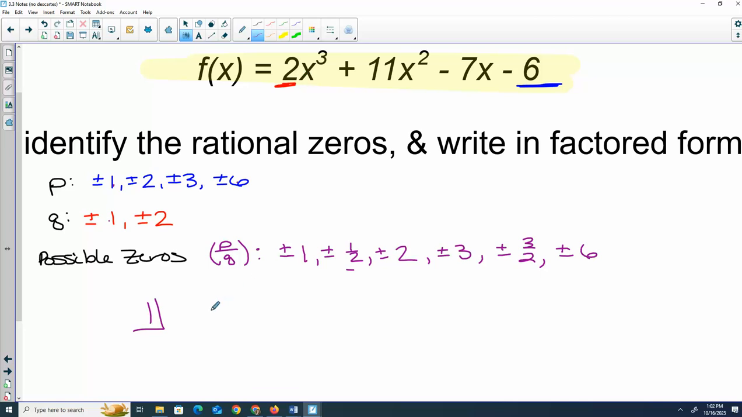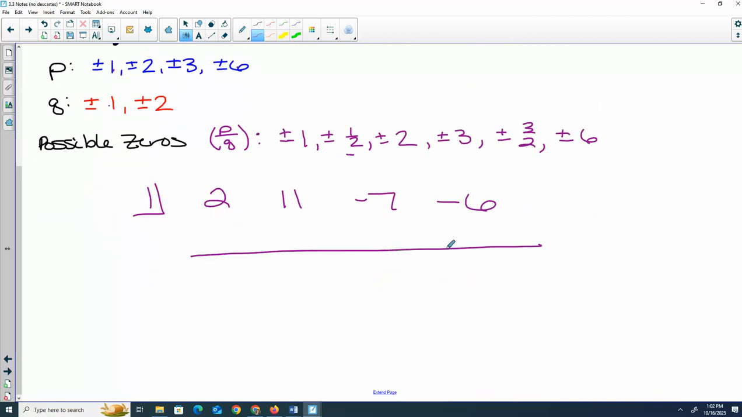So we know 1 works because we plugged it in. So now we do our synthetic with 1, because we don't want to just keep plugging in numbers all day long. That's too time consuming. So 2 times 1 plus 11, 11. So 13 times 1 is 13. Makes that 6. And we got 0 like we expected. So that's 2x squared plus 13x plus 6.